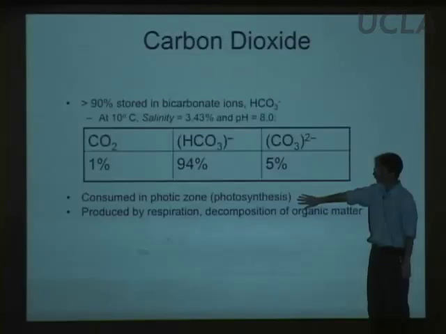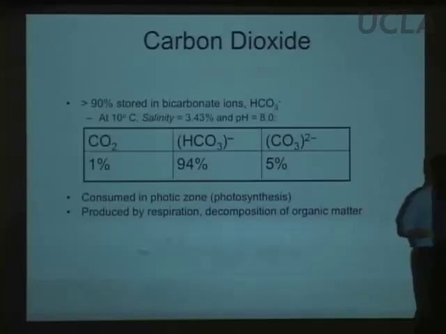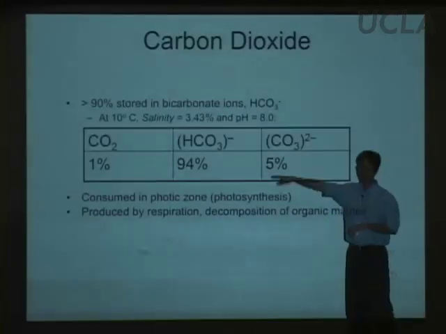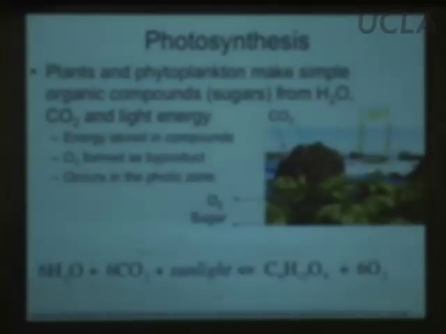Its abundance, of course, varies in the ocean. It gets consumed in the parts of the ocean where photosynthesis is happening. I'll come back to this. And it gets produced in parts of the ocean where decomposition of organic material is occurring. And all of those things can change not just the overall abundance of CO2, but actually, to some extent, this balance between bicarbonate and carbonate and CO2. Okay, let's look at that in a little bit more detail, those processes that affect the abundance of CO2.